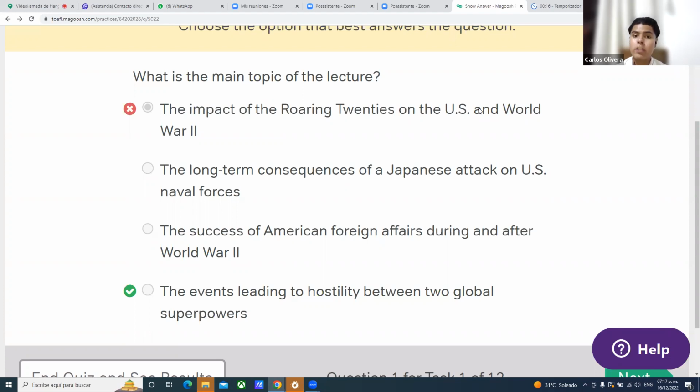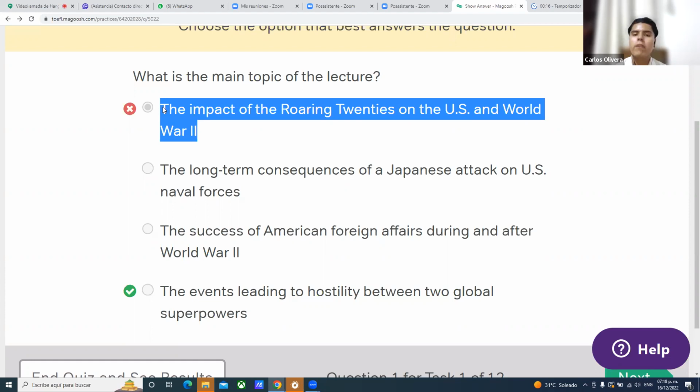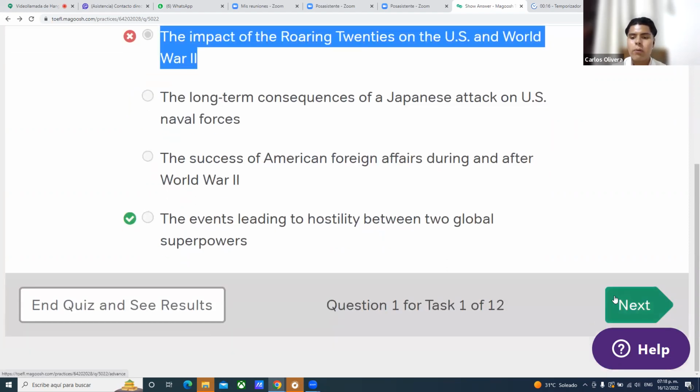So this is the main topic of the entire lecture, the events leading to hostility between two global powers, the Soviets and America. That's the reason why he started with the crisis in the 20s. Then he talked about the Second War, and all that brought to the table the Cold War. It's not the impact of the Roaring '20s on the US and World War II, because it is just part of it. But this doesn't comprehend the Cold War, this conflict between the Soviets and America. That is certainly part of the main idea of this lecture. Anyways, don't worry, we're practicing that idea.